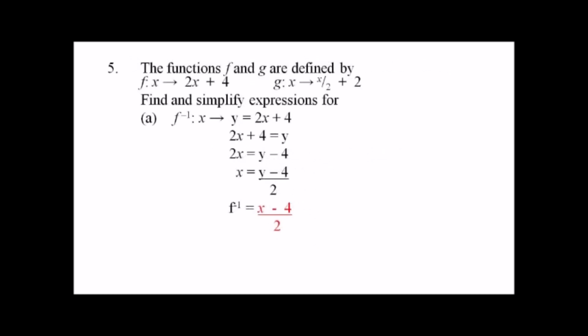Got it? Number 5. So we had to simplify an expression for the inverse of f. Again, put y is equal to 2x plus 4. And then 2x plus 4 is equal to y. So you want x is equal to (y minus 4) over 2. Replace the y with your x. f to the negative 1, inverse of f, is (x minus 4) over 2. That'll be your final answer for that.